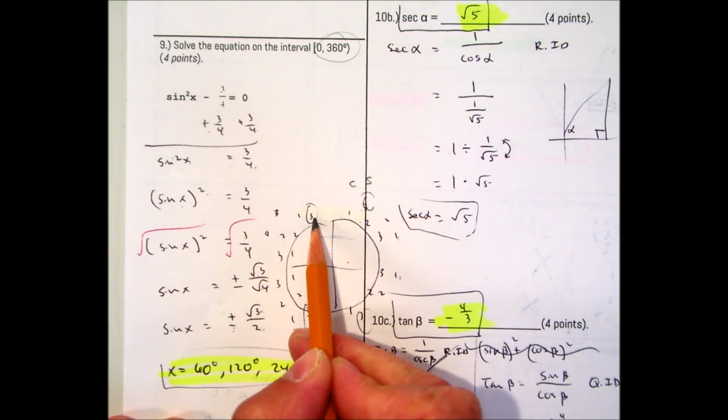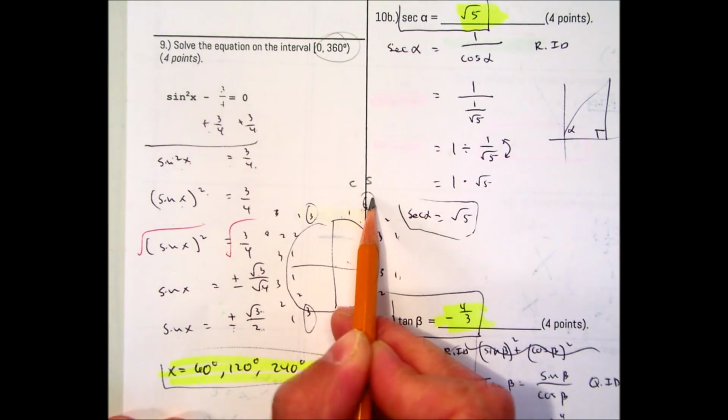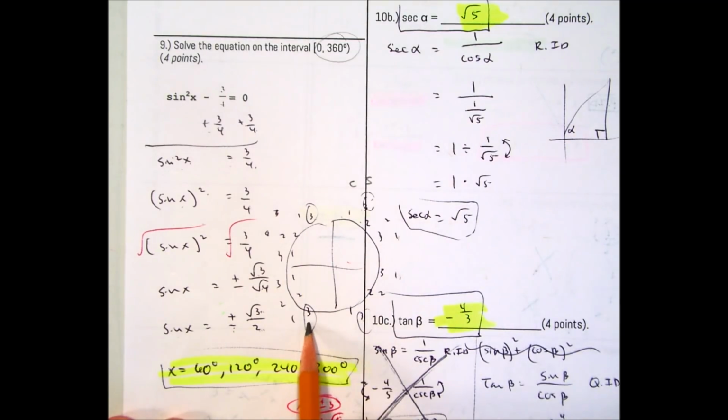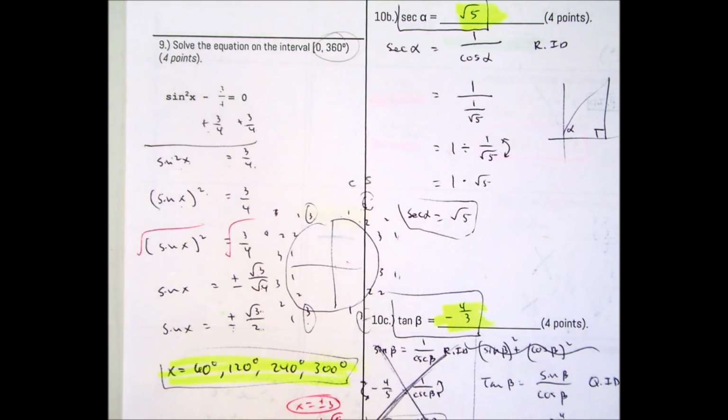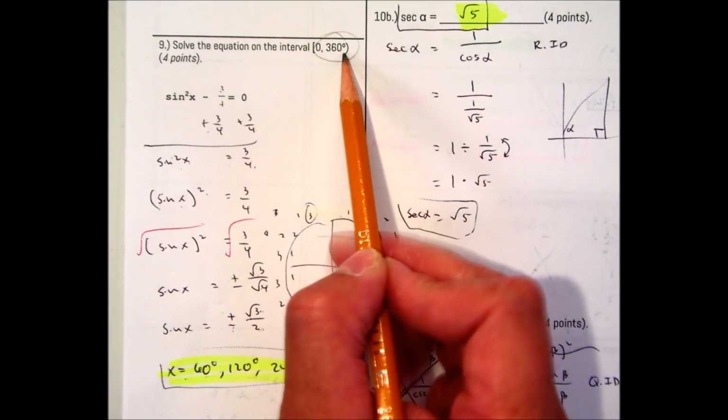Over here, sorry, that was 60, 120, 240, and 300 degrees. So your 4 solutions are 60, 120, 240, and 300 degrees. If you left all of those correct and you put them in radians, I took off the point.